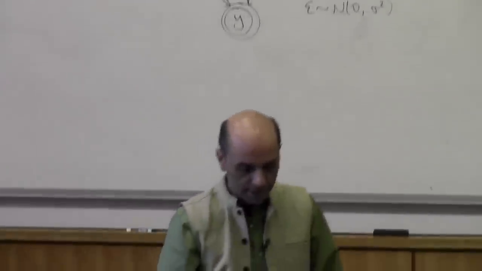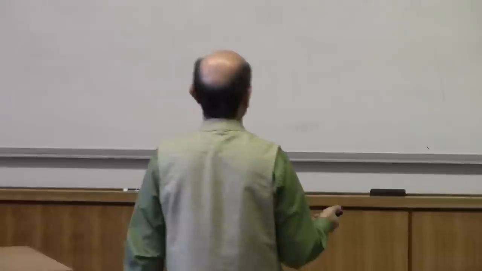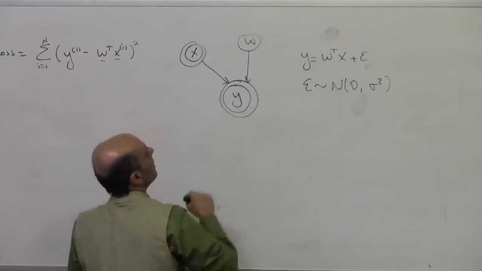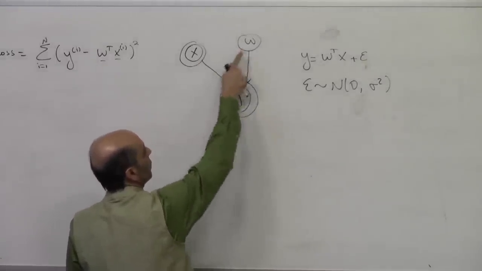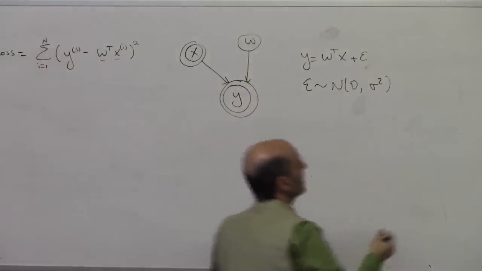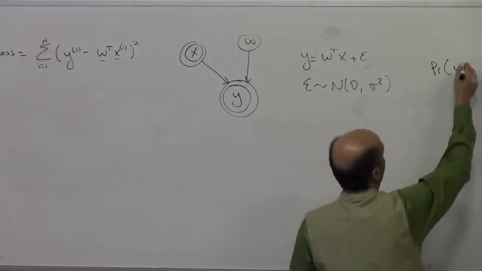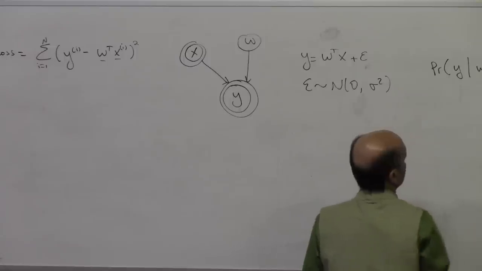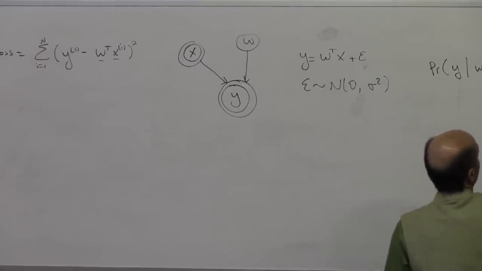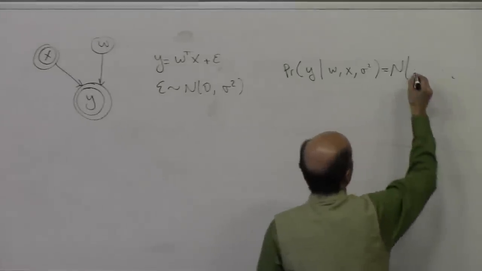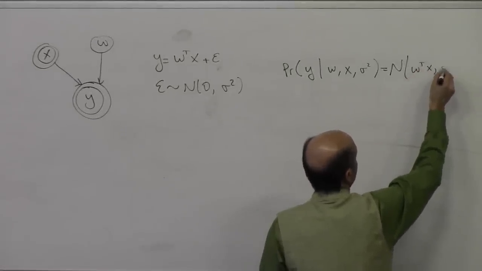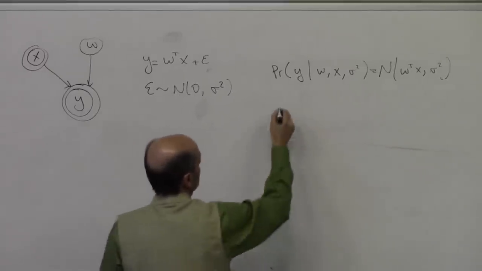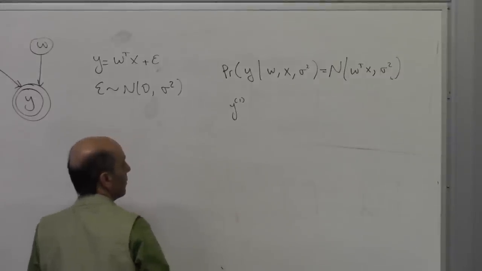What maximum likelihood is, is the idea that we find a way to maximize the likelihood of seeing all the y's that you saw, given that you had this particular model. So we're going to write the probability of y given w, x, and sigma squared. In this case, that probability is a normal distribution with mean W transpose X and variance sigma squared. Say you observed Y1, the first data point that you got.